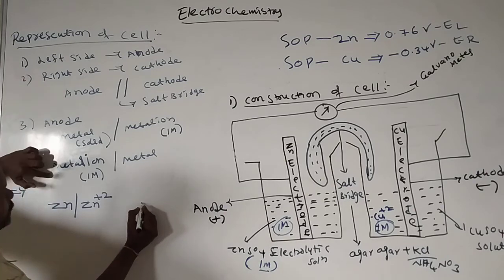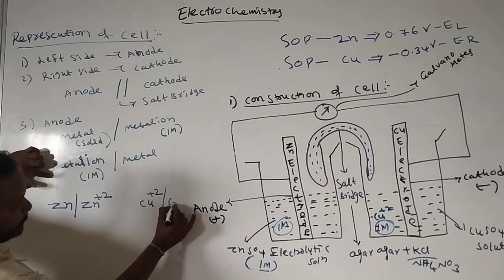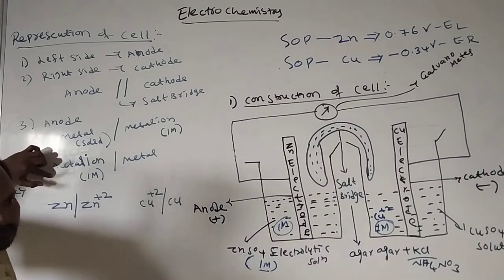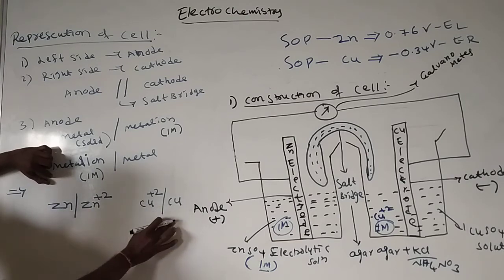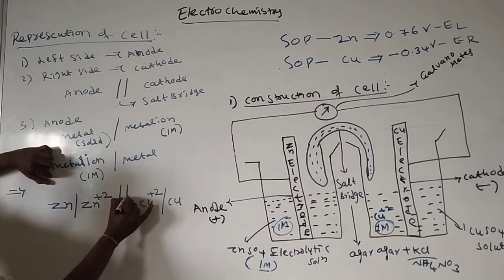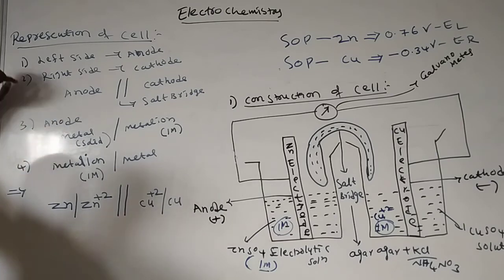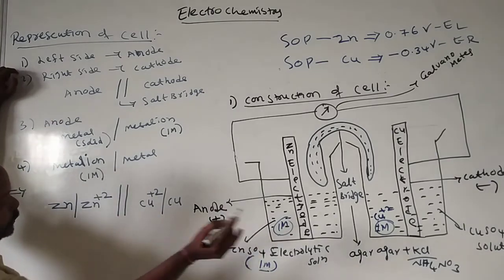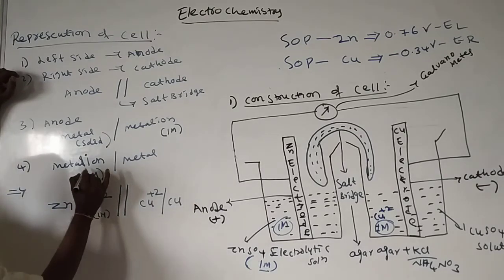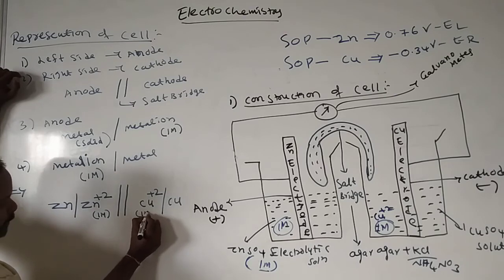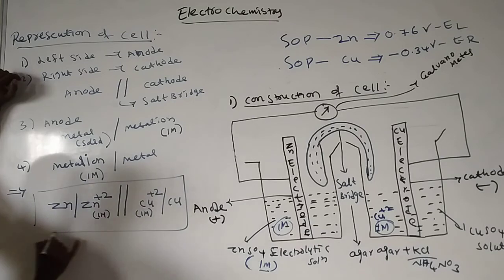How do we write the cathode? First write the cation, then the electrode. This is the anode, this is the cathode. These two are connected with the salt bridge. And the concentration of these two solutions is 1M. You write 1M at the ion, and here also you write 1M. This is the complete representation of the cell.